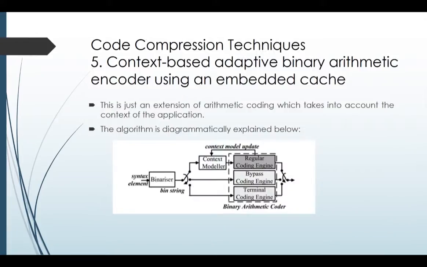Another technique for code compression is context-based adaptive binary arithmetic coding, which is just an extension of the normal arithmetic coding. It consists of 3 steps. The first step is binarization, in which it converts all the syntax elements into a stream of binary elements. The next step is known as context modeling, in which all the binary symbols are given a probability model, and depending on which they are modeled into different types of contexts. And the final step is the binary arithmetic coding as described in the previous section.